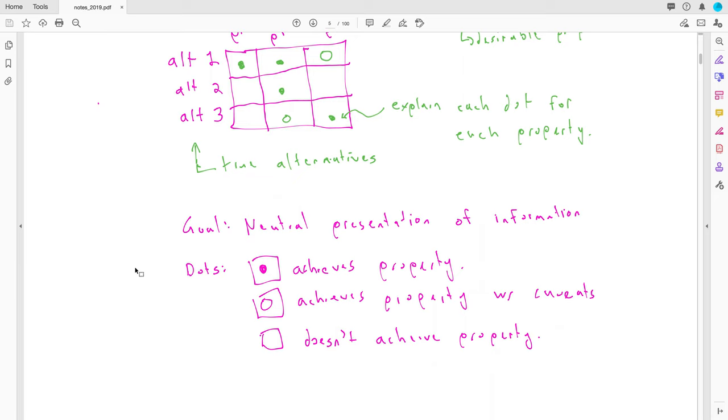An approach that you don't have to follow but usually works pretty nicely is this: if you give it a full dot, it achieves the property. If it doesn't achieve the property, you don't give it a dot. Then you can have a half dot, where I use an empty circle, which basically says it kind of achieves the property, but there are some caveats, or it only half achieves it. With those you have to be really careful and really spell out what it means to get a half dot.